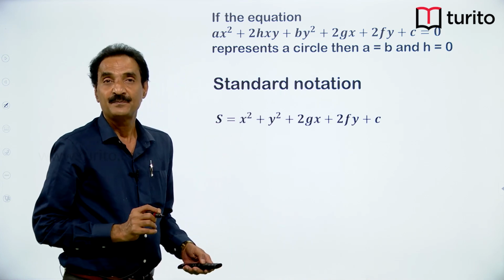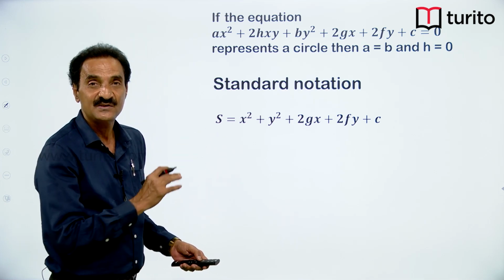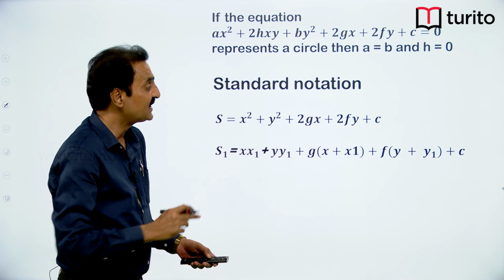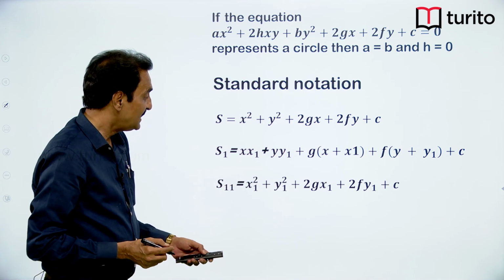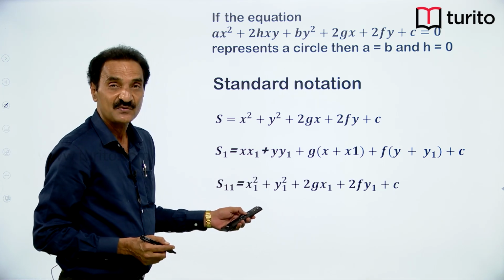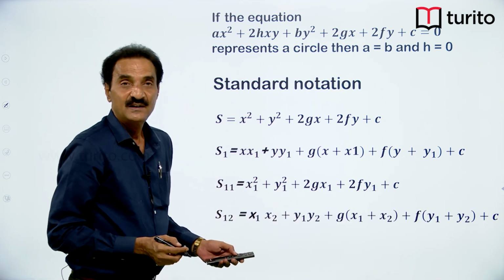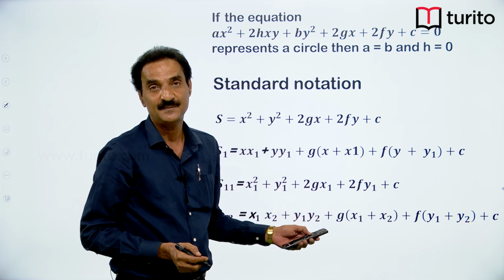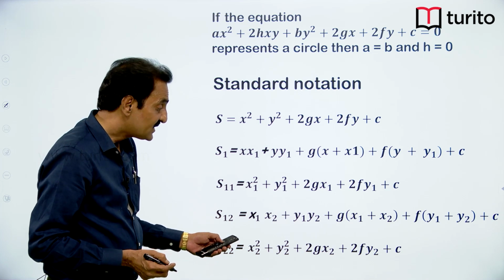The expression in the general equation of a circle, x square plus y square plus 2gx plus 2fy plus c, is denoted by S. The expression x x1 plus y y1 plus g into (x plus x1) plus f into (y plus y1) plus c is denoted by S1. x1 square plus y1 square plus 2g x1 plus 2f y1 plus c is denoted by S11, and S12 is x1 x2 plus y1 y2 plus g into (x1 plus x2) plus f into (y1 plus y2) plus c, and S22 is x2 square plus y2 square plus 2g x2 plus 2f y2 plus c.